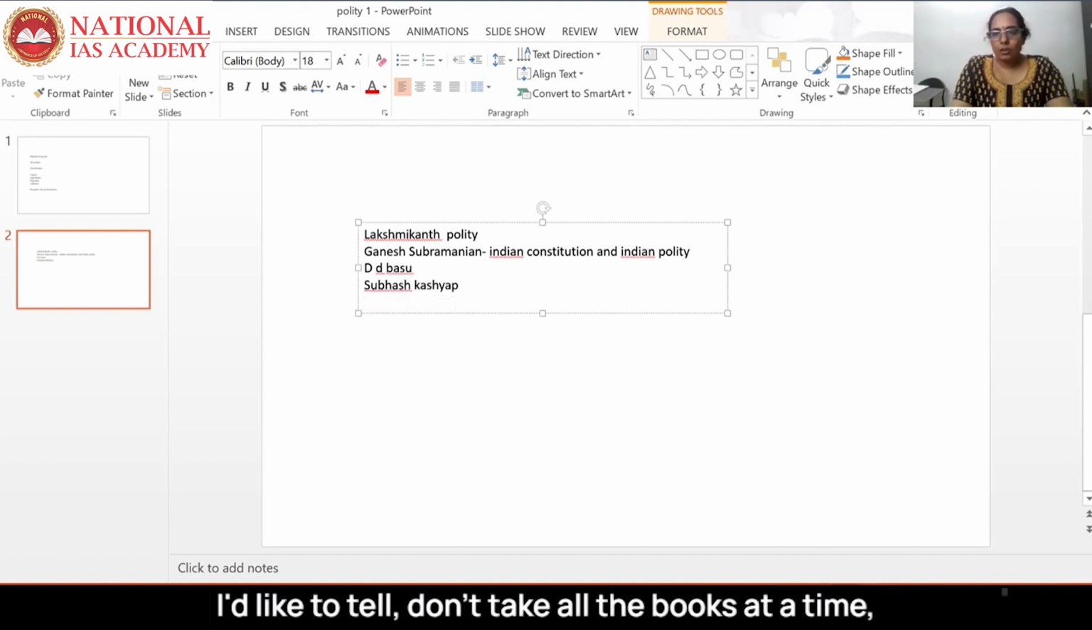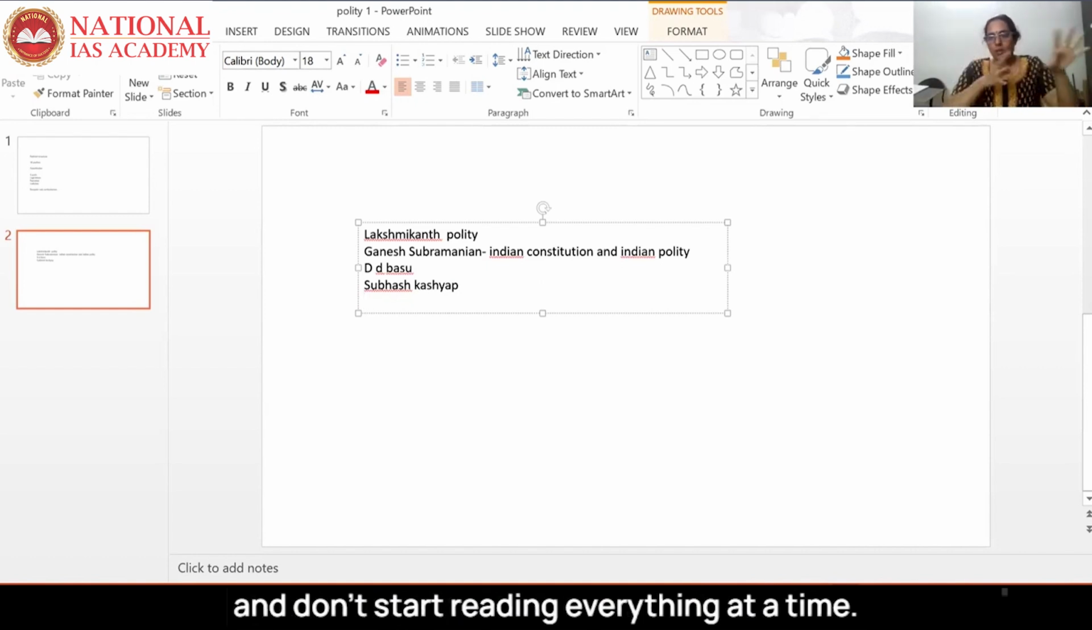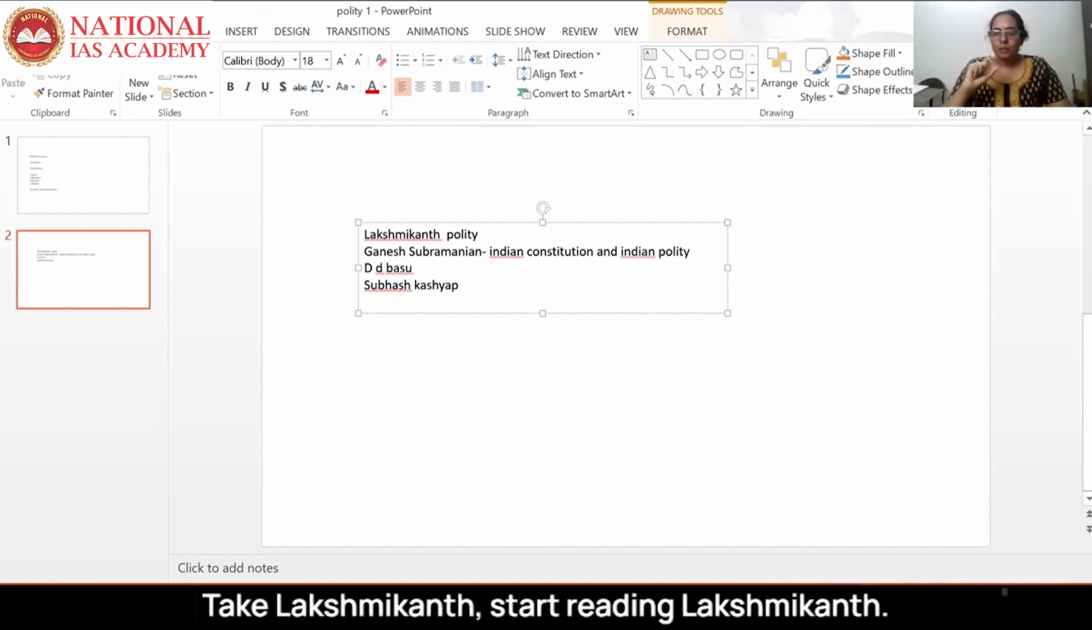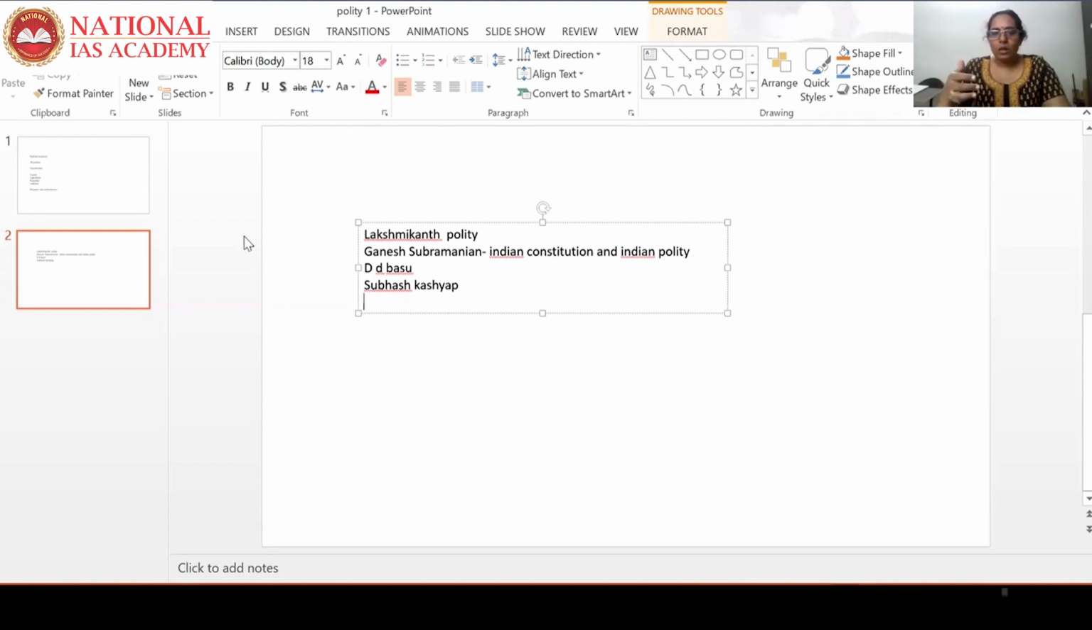I'd like to tell you, don't take all the books at a time and don't start reading everything at a time. Take Lakshmikant, start reading Lakshmikant. First finish it 1 or 2 times and then you can go to D.D. Basu. D.D. Basu, Ganesh Subramaniam, Lakshmikant is more than enough.